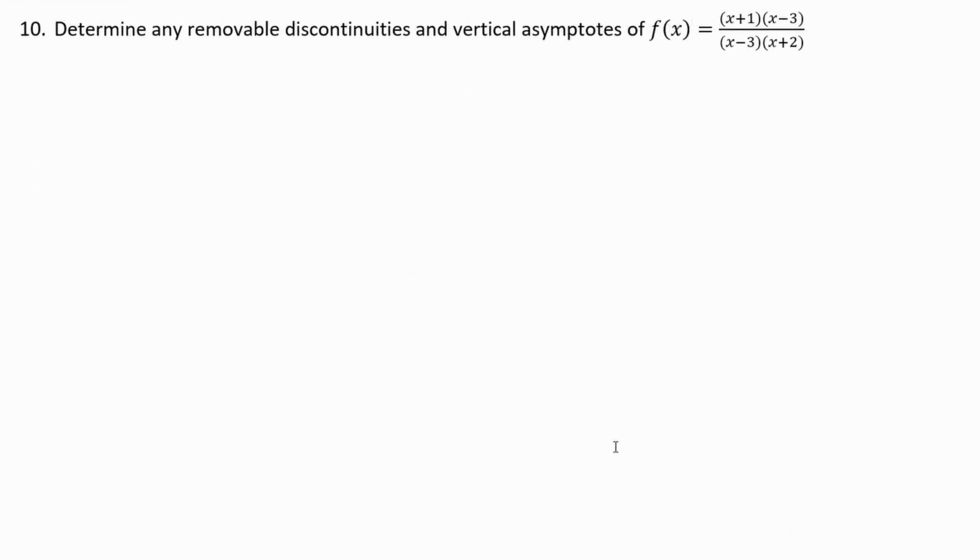So here in question 10, we need to determine any removable discontinuities and vertical asymptotes, just like a similar question that we had earlier. So we're going to do it just like that, first by identifying any removable discontinuities. And that's going to be the parts that are the same, that x minus 3 here. So I'm going to set x minus 3 equal to 0 and get x equal to 3. And I'm going to substitute that in with the rest that I have. So 3 plus 1 over 3 plus 2, which is going to get me 4 over 5. So I have a removable discontinuity or a hole.